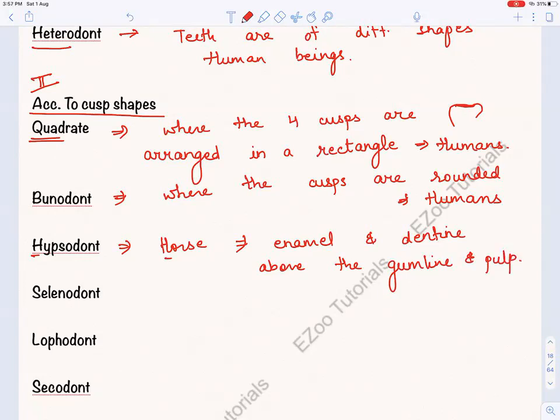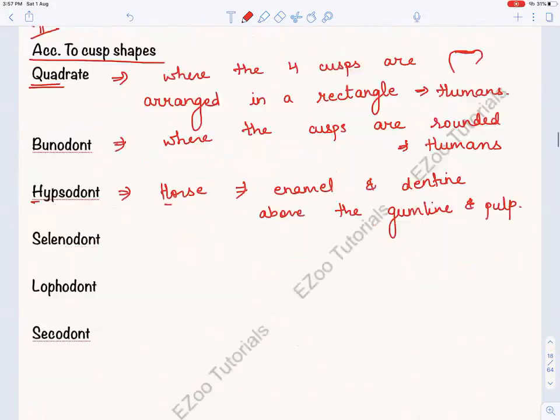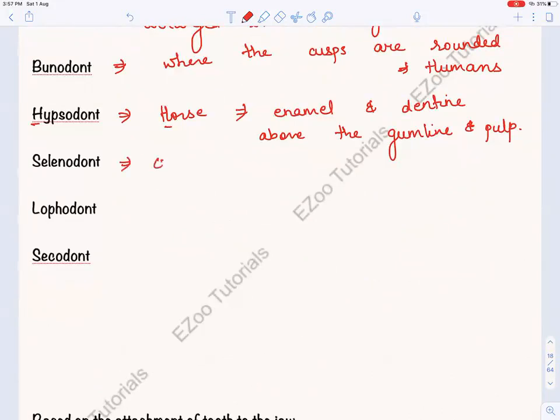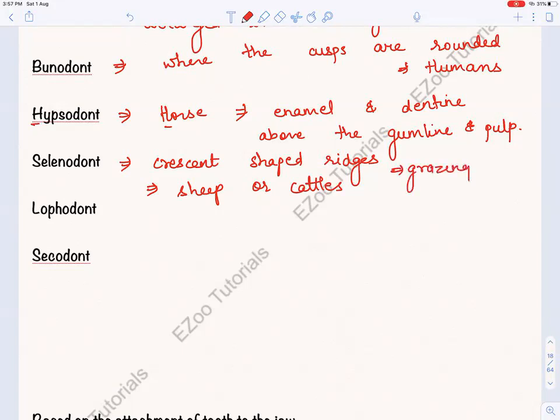Then we'll do selenodont, lophodont, and secodont. Let us do selenodont. What is selenodont? Crescent. So selenodont is crescent shaped ridges. It is present in sheep, or you can say cattle, and it is helpful for grazing. If we see the teeth, they are something like this. Okay, so this is selenodont.